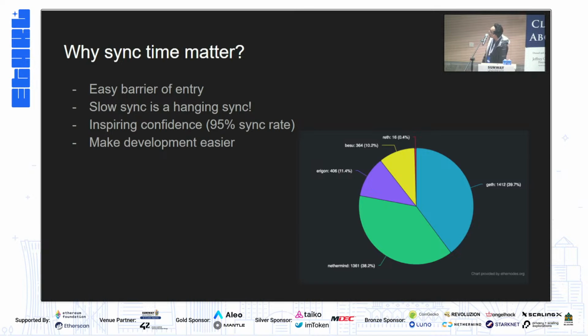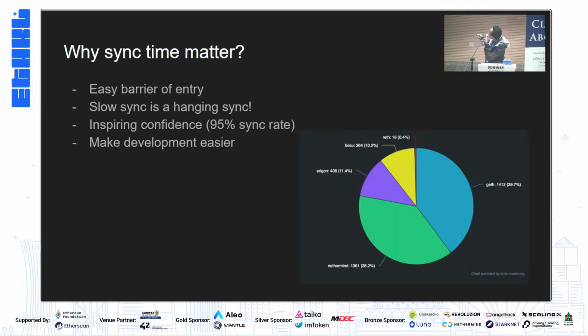And sync time is important for many reasons. Aside from the easy barrier of entry, a slow sync is also essentially a hanging sync, because the chain keeps moving. If the sync is too slow, it will need to do more work in order to catch up with the network. So you need it to be reasonably fast. It also inspires confidence, because Nethermind has a 95% sync rate. The definition of sync here depends on how Ethernodes interprets it. It also makes development easier for me, because I don't have to wait 6 hours, I just have to wait 3 hours or something like that every time I need to change the database configuration.